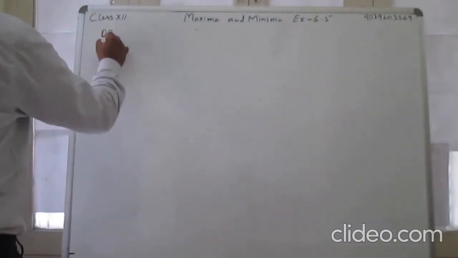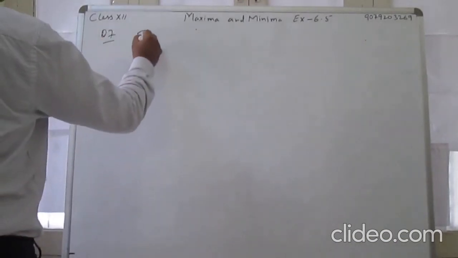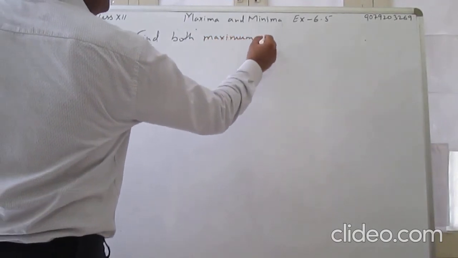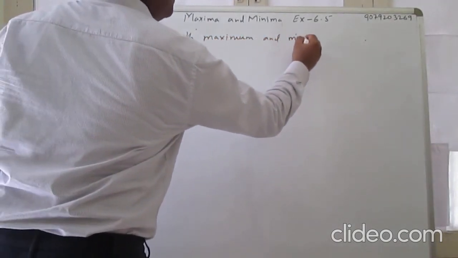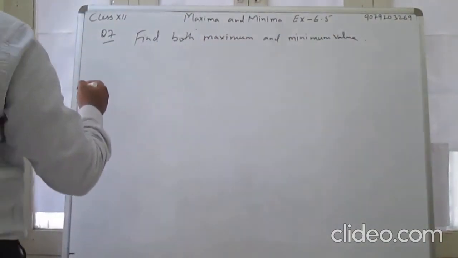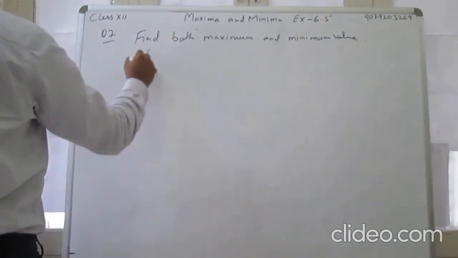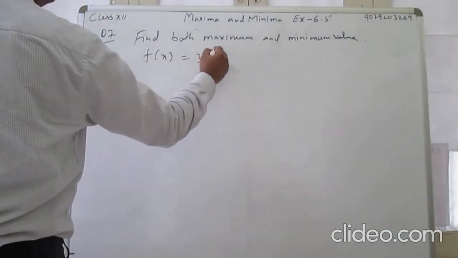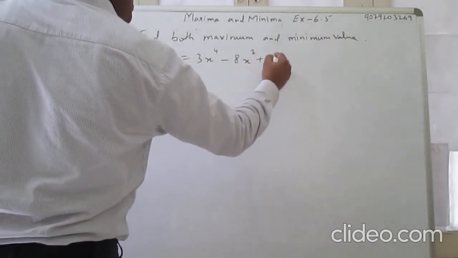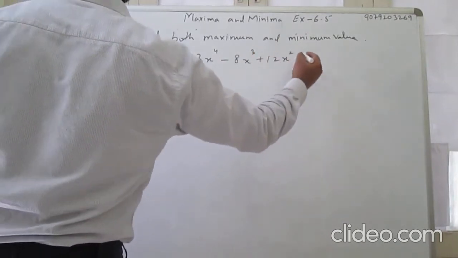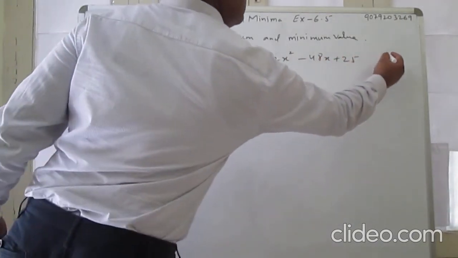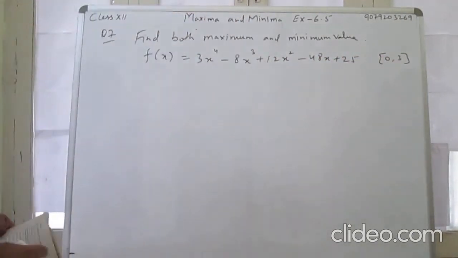Question 7. Find both maximum and minimum value. Function is given to you. f(x) is 3x to the power 4 minus 8x cube plus 12x square minus 48x plus 25, and the interval is closed interval 0 comma 3.